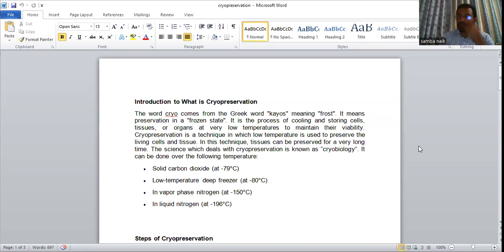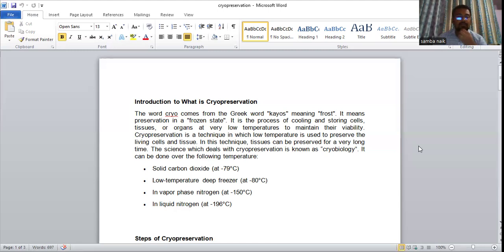We are happy to enter into animal biotechnology. Today we are going to deal with cryopreservation. We know preservation, what is meant by preservation, and why we have to preserve the material. Preservation is nothing but protection. But the term we call cryopreservation.